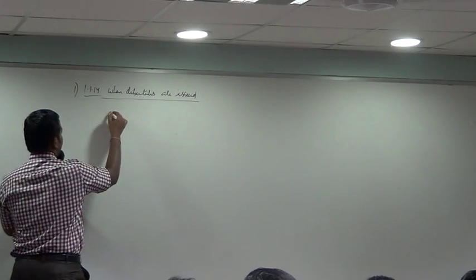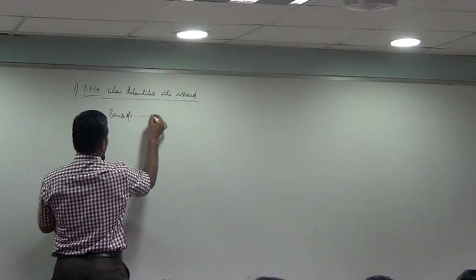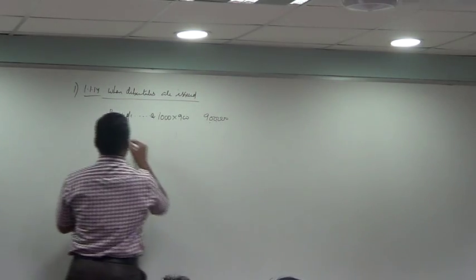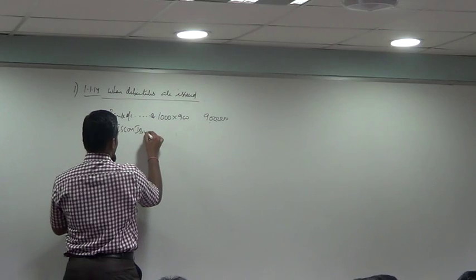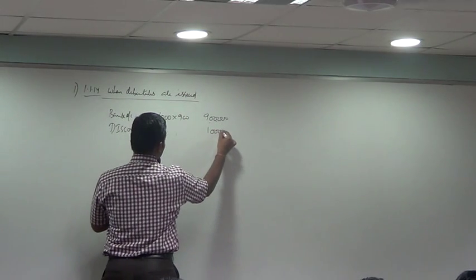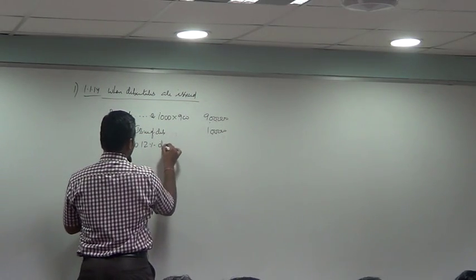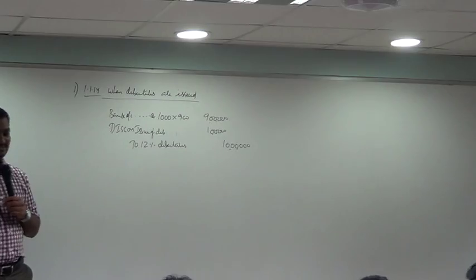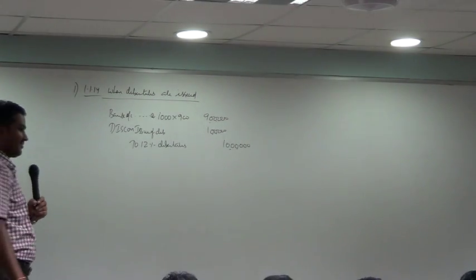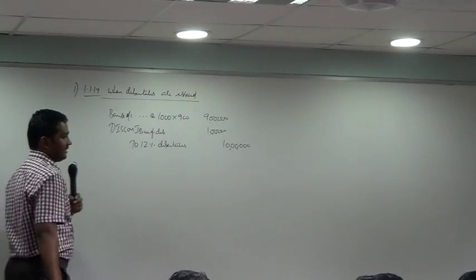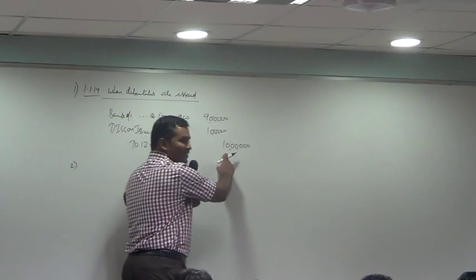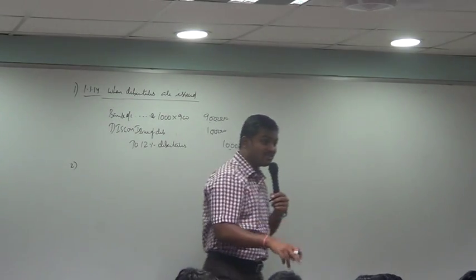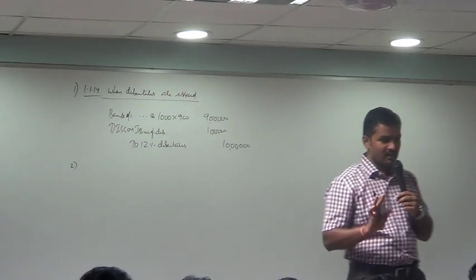When debentures are issued, the entry is: Bank account debit, 1000 into 900, 9 lakhs. Discount on issue of debentures, 1 lakh, to 12% debentures, 10 lakhs. So we have issued the debentures. Debenture account has been credited with how much? 10 lakh rupees. This is our liability. On this we have to pay how much interest? 12%. Every day, every month, half yearly once we have to pay. 6 months interest you have to pay half yearly.